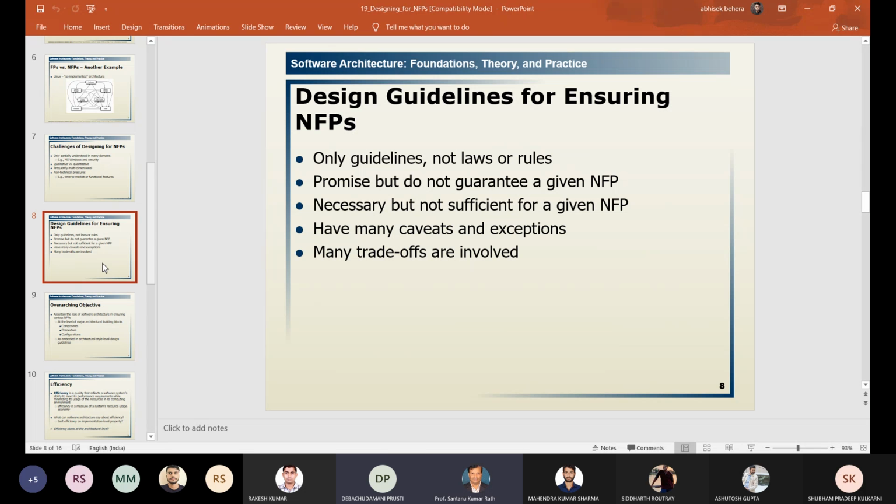Then the guidelines for ensuring the proper non-functional properties. These are only guidelines, not laws or rules. They promise but don't guarantee proper non-functional properties. It is necessary but not sufficient for a given non-functional property. It has many caveats and exceptions. Many holes and exceptions are there. Caveats mean many limitations, many constraints. Many trade-offs are also involved in ensuring the non-functional properties. You have to go for some deals.